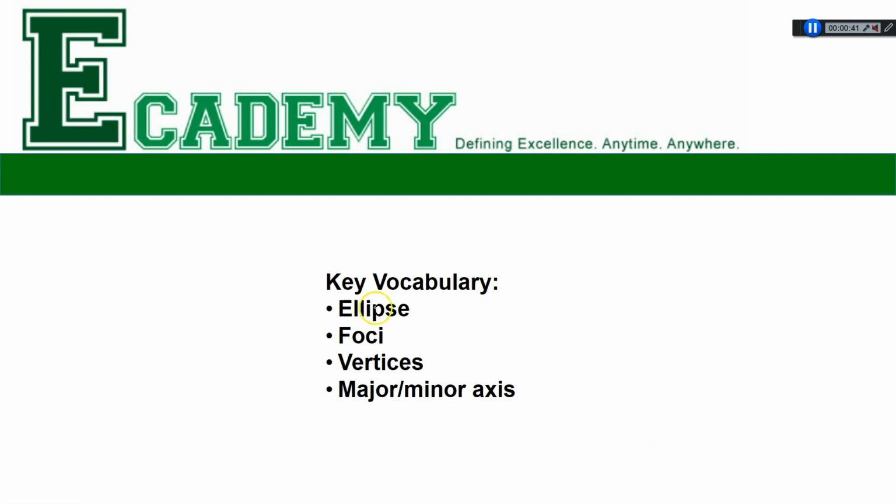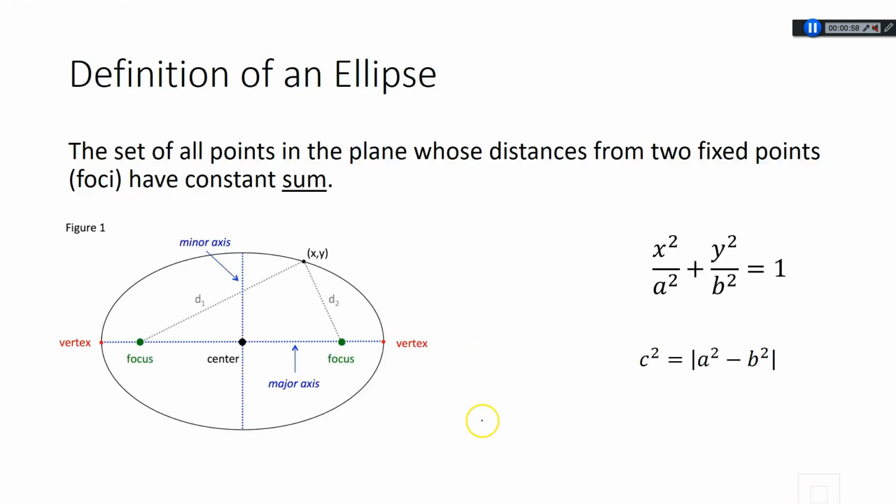So vocabulary here: ellipse, foci. Foci is the plural of focus. Right, a parabola had a focus point, it's the direction that it opened. So an ellipse has two focus points. They're called foci. Vertices, just like a parabola, an ellipse has vertices somewhere, and major and minor axis of an ellipse.